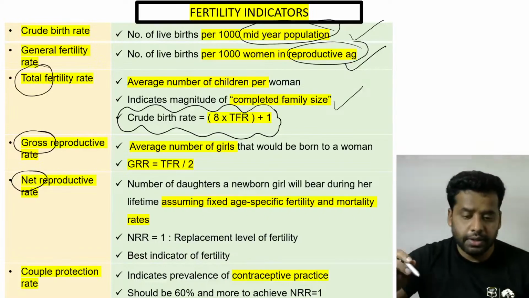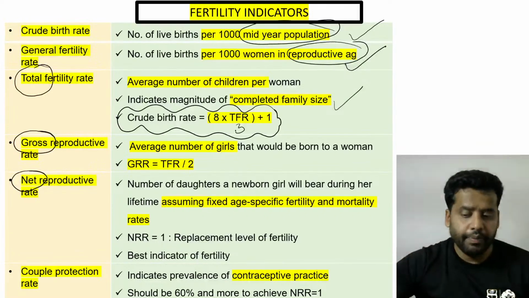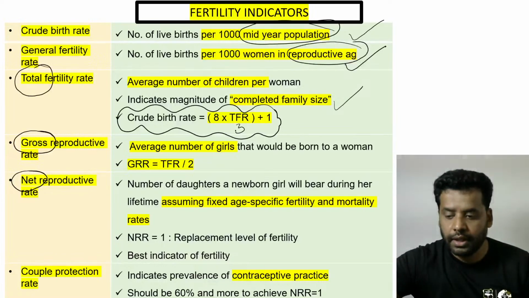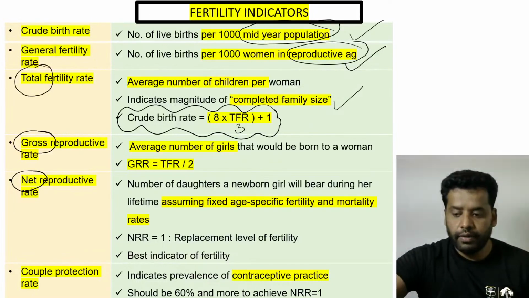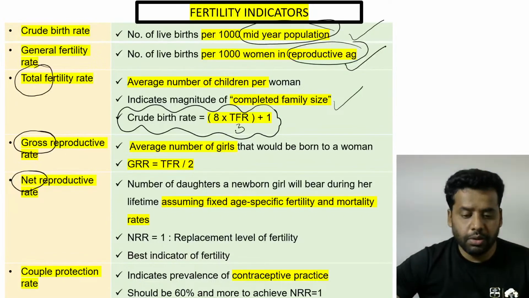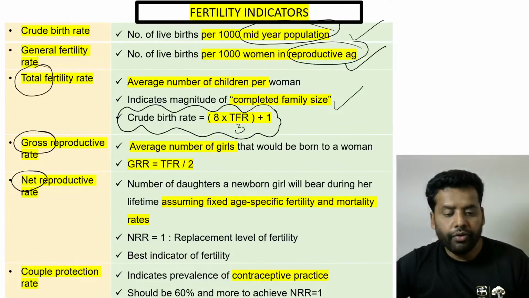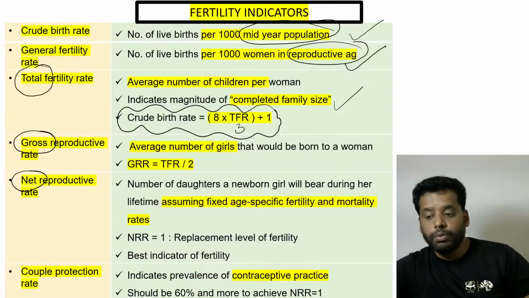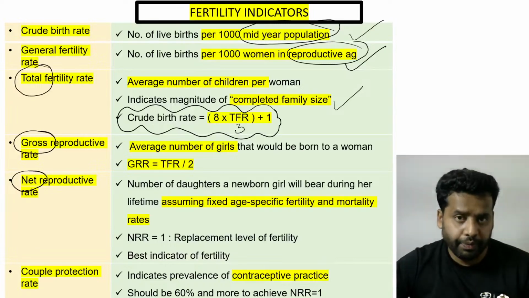If I say like this, total fertility rate is 3. What is crude birth rate? Answer it. Good. 25. Very good. You substitute the value. They will mention this question. If total fertility rate is 3, calculate crude birth rate. Your answer is 25.